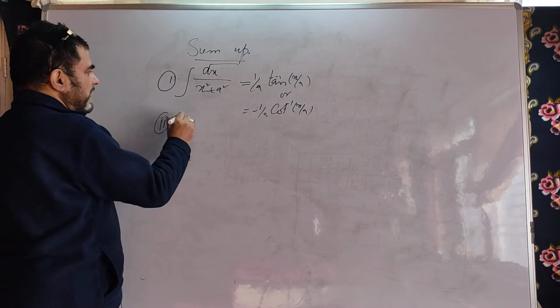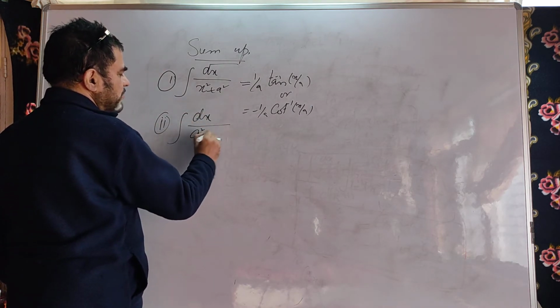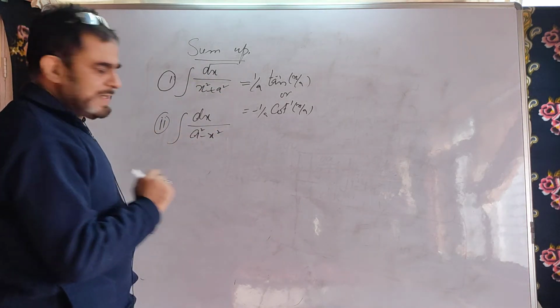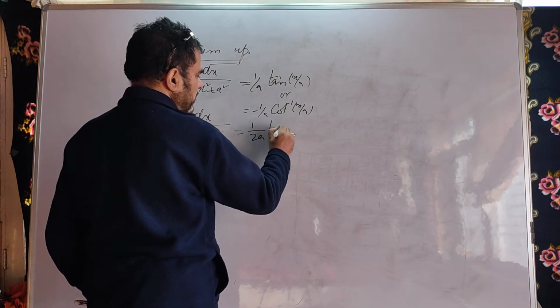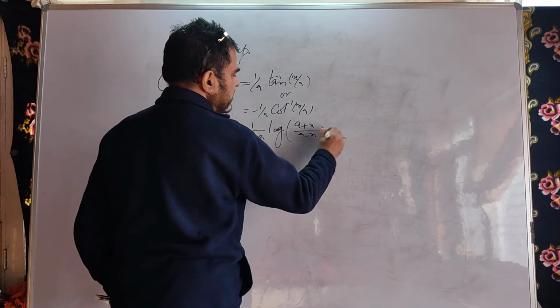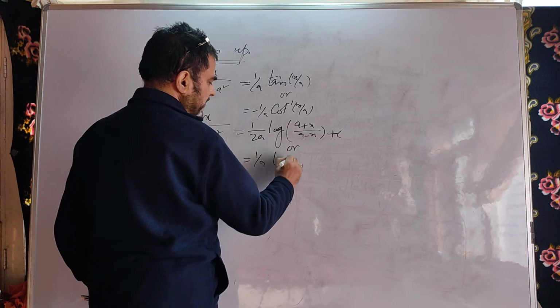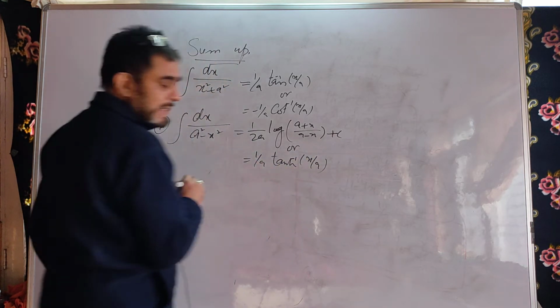Second, you may come across this. What is dx by a square minus x square? It was x square plus a square minus x square. You have seen this is 1 by 2a log of a plus x by a minus x plus c, or you can write it 1 by a tan inverse hyperbolic x by a. Clear?